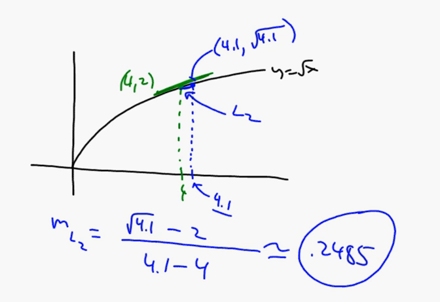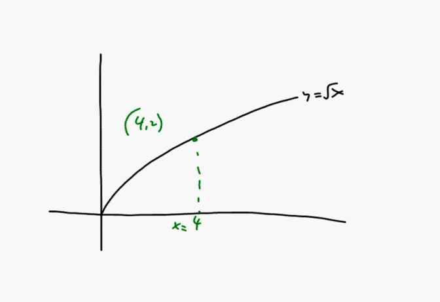So this is good, but we can do better, and that's what we're going to do now and see what happens. Okay, so here it is. Here's y equals the square root of x again, and here's x equals 4. This is the point 4, 2. There's the tangent line that we're trying to find the slope of, and now we're going to get even closer. So this time I'm going to pick x equals 4.001.